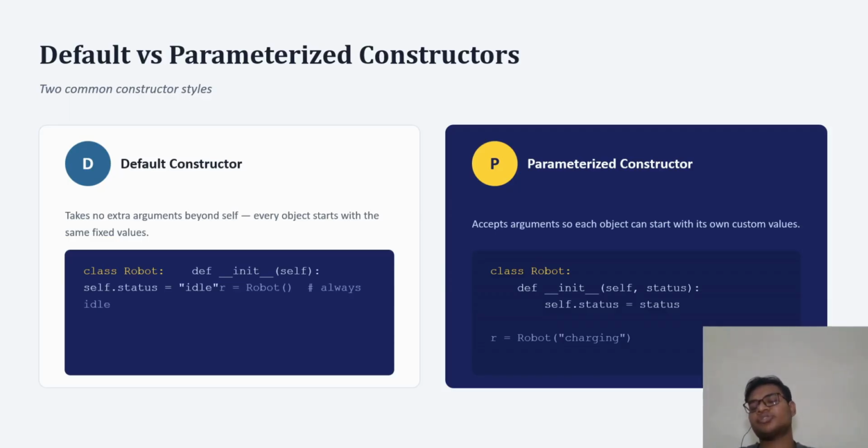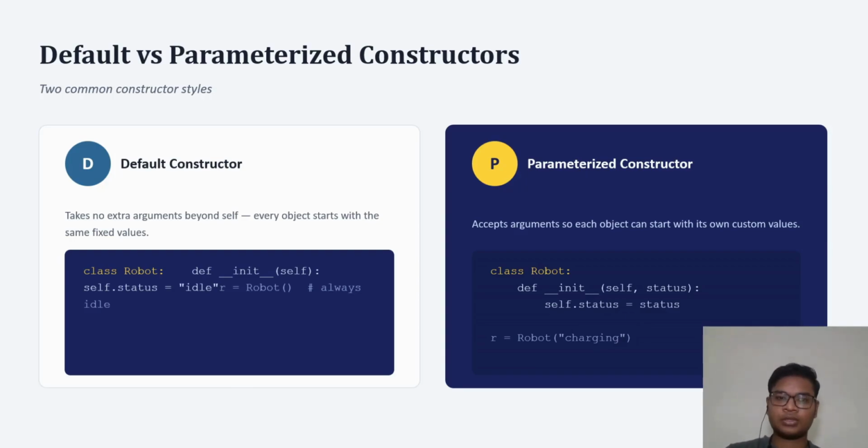But the parameterized constructor accepts arguments, so each object can start with its own custom values. When you create the class Robot, the def init method takes a status, and we provide that value when we create the object. It is not always idle; we provide some parameters and arguments. So these are the parameterized constructor and the default constructor. I hope you clearly understand the difference between these two constructors.